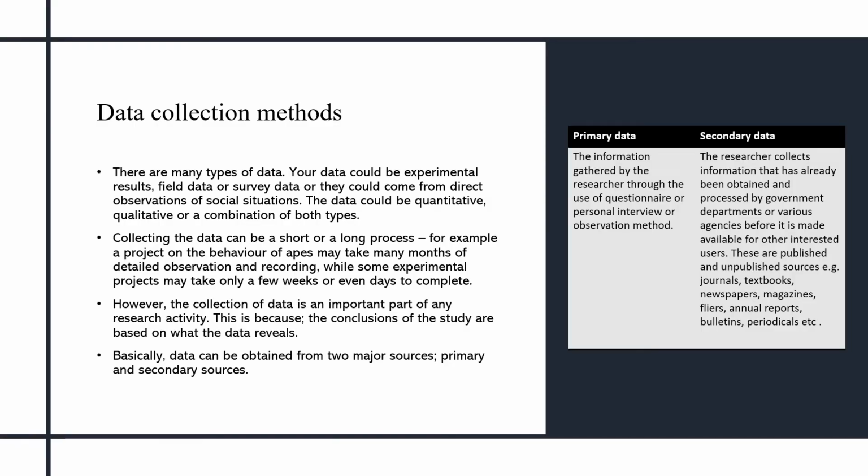Okay, for the data collection methods, there are many types of data. Your data could be experimental results, field data, or survey data, or they could come from direct observations of social situations. The data could be quantitative, qualitative, or a combination of both types, right? Collecting the data can be a short or a long process.